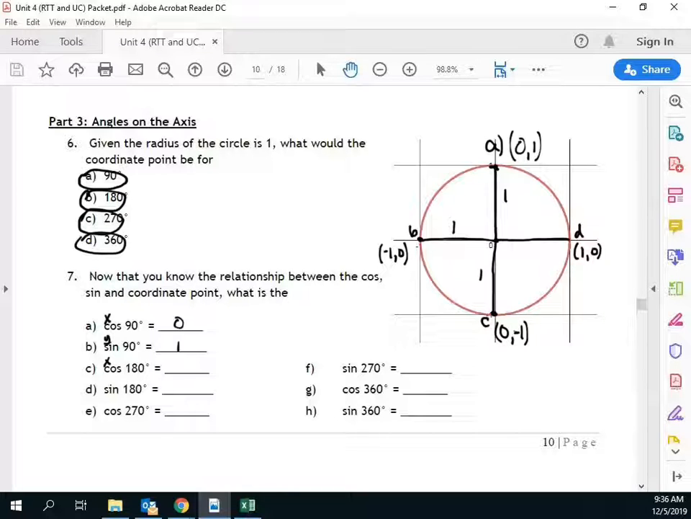Cosine deals with x. What is the x coordinate at 180? Negative 1. What is the y coordinate at 180? What is the x coordinate at 270? What's the y coordinate at 270? All you're doing, guys, basically is knowing that sine is y and cosine is x and just picking that coordinate at this angle. Cosine is x. 360 puts us at the positive x-axis. What is the x coordinate at D?